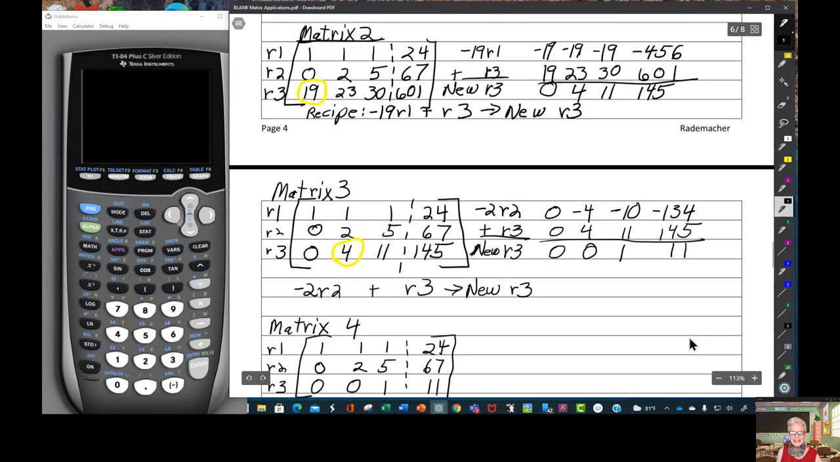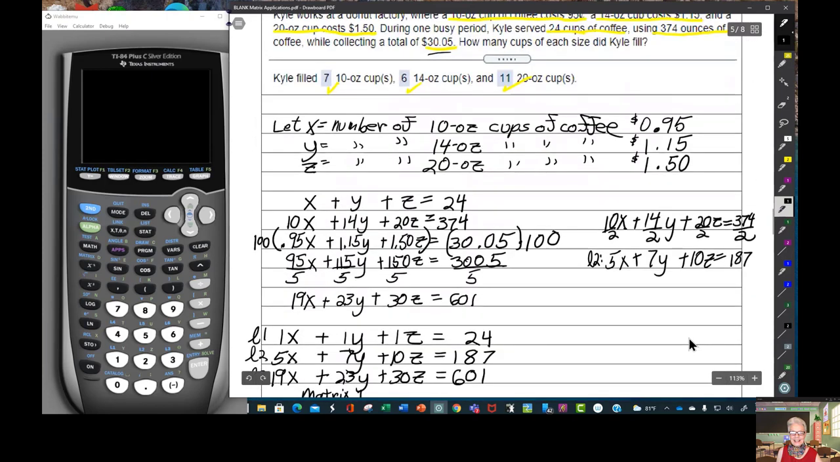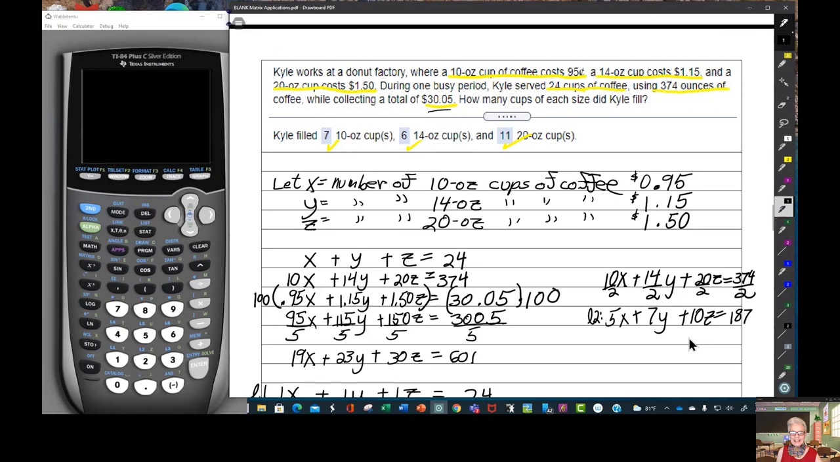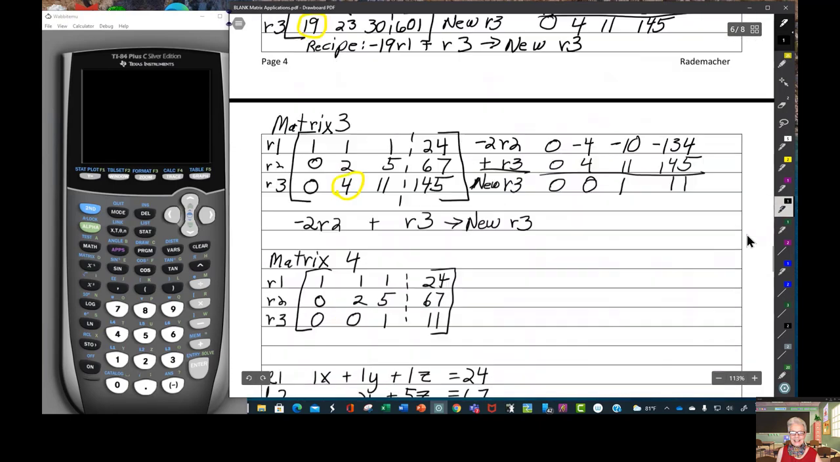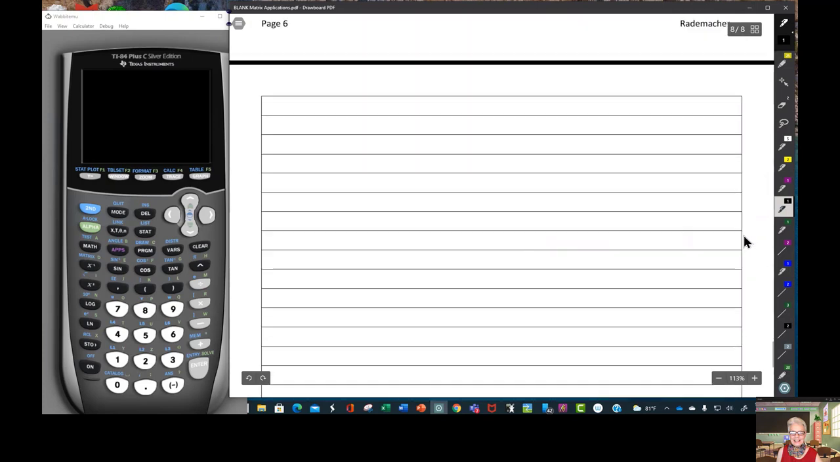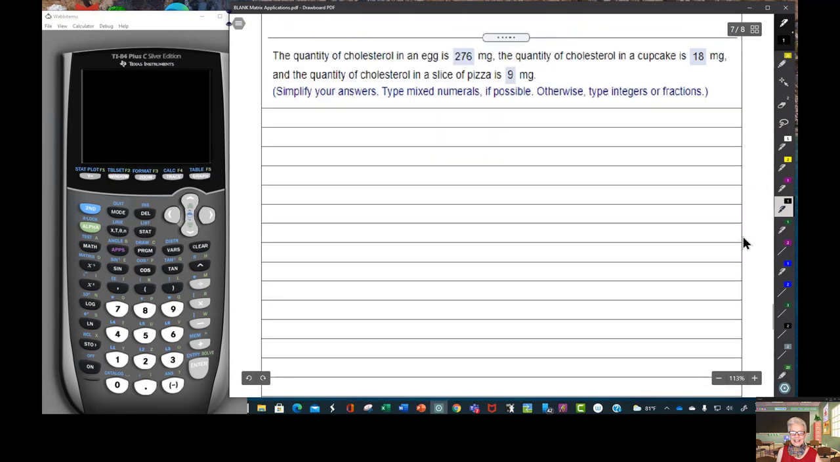Let's go back and look at the answers. Hold my breath. 7, 6, and 11. Yes, this is x, this is y, and this is z. I'm always delighted when I get them right. All right, and we move on. How many more of these do we have? Aha, the last one. Okay.